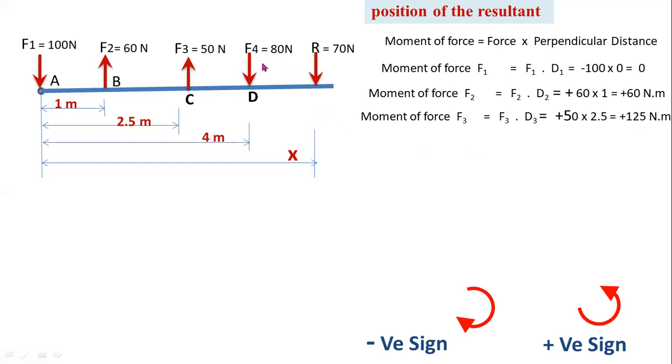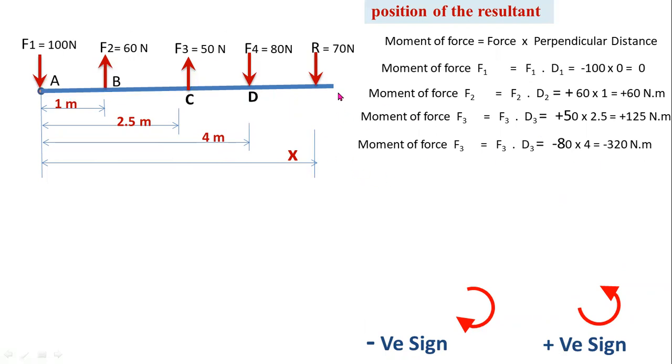In a similar way, the moment of force F4 equals force into distance. Here the distance between point A and the force is 4 meters, and this force is acting downward. It forms a clockwise couple, that is negative sign. So you have to consider negative sign, 80 newtons into distance 4 meters, minus 320 Newton meter.